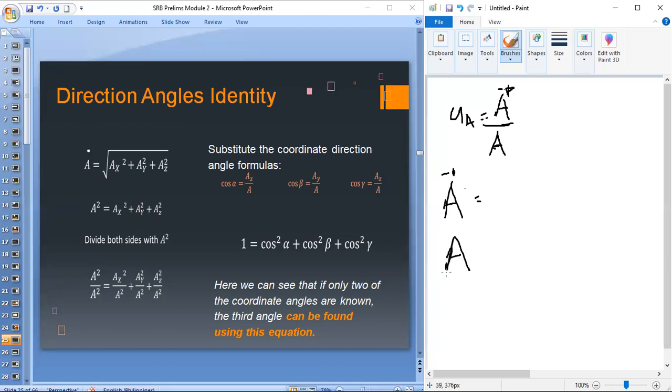Of course, magnitude. So, ito is force vector sinasabi sa module. Then, yun, force magnitude lang. Okay. So, yun lang yan.